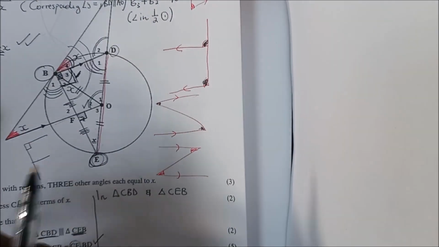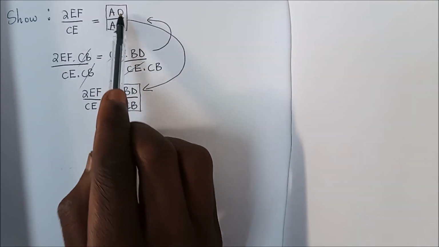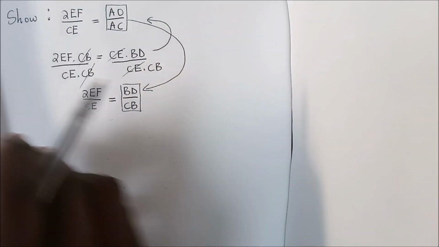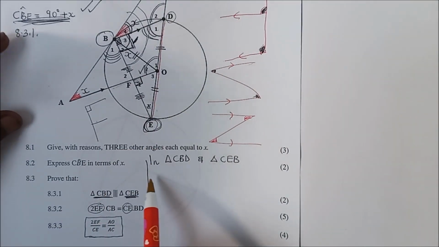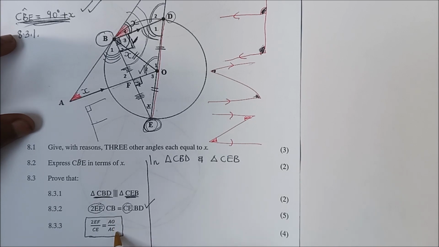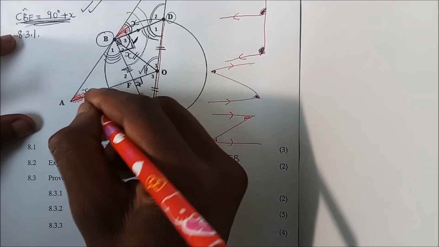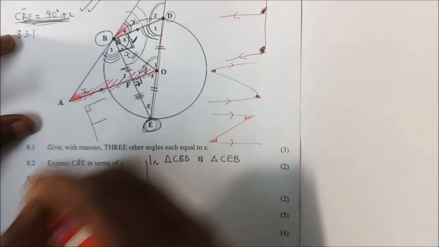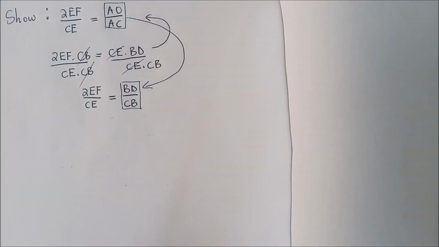I know the sketch is untidy, but no problem. So now look at AO over OC. I'm going to highlight AO over OC. I want you to see something. That's AO over OC. Let me redraw that.